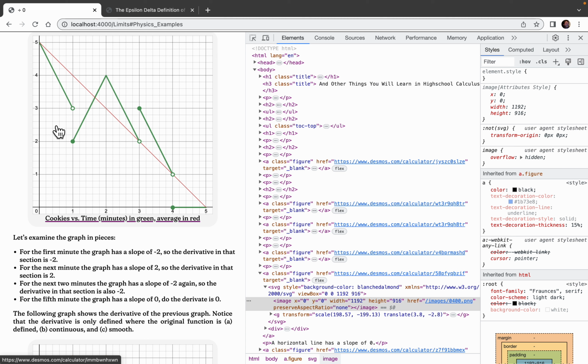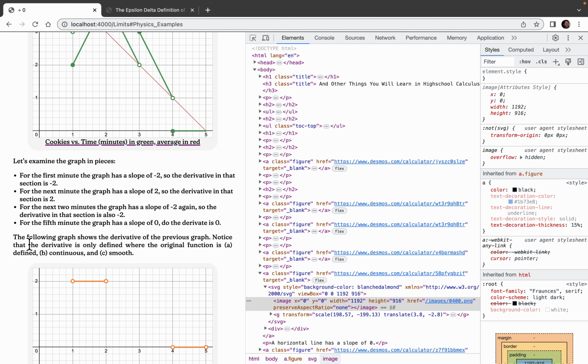For the first minute, the graph has a slope of -2, so the derivative in that section is -2. For the next minute, the graph has a slope of 2, so the derivative in that section is 2. For the next 2 minutes, the graph has a slope of -2 again, so the derivative in that section is also -2. In the fifth section, the graph has a slope of 0. So the derivative is 0.